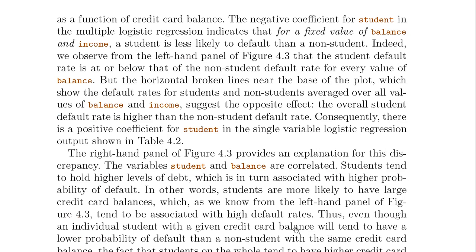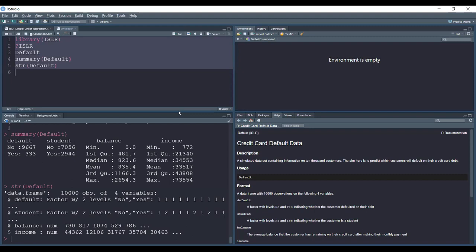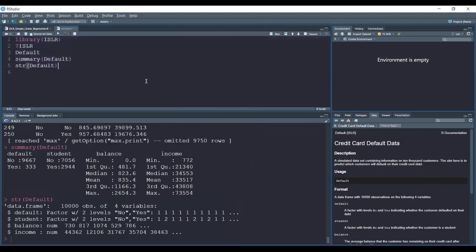It would be interesting to see this in R. What am I referring to? Is there a way that we can see how many students defaulted? I'm not entirely sure I know how to do that.